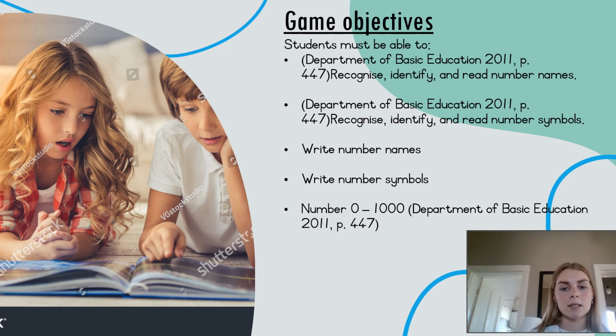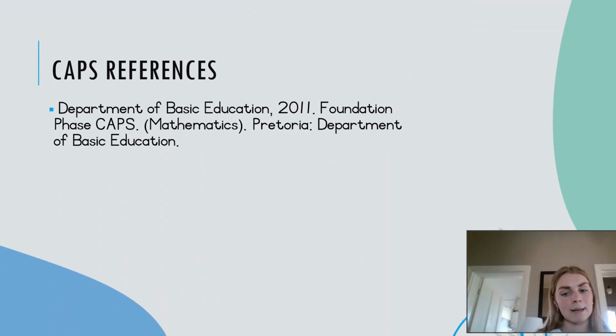My game objectives: the students must be able to, by the end of this game, recognize, identify, and read number names. They must also be able to recognize, identify, and read number symbols. They must be able to write number names and write number symbols, and they must do this from 0 all the way until 1,000. Here is my CAPS reference.